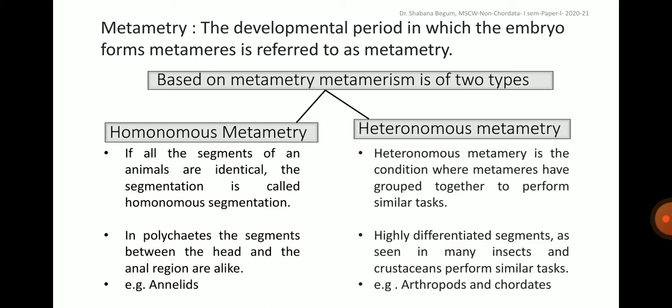In polychaetes, the segments between the head and the anal region are alike. So, this becomes the example for homonymous metametry. Annelids you can always mention there. Then for heteronomous metametry, the highly differentiated segments are seen in many insects and crustaceans perform similar tasks. The examples for heteronomous metametry being the arthropods and the chordates.